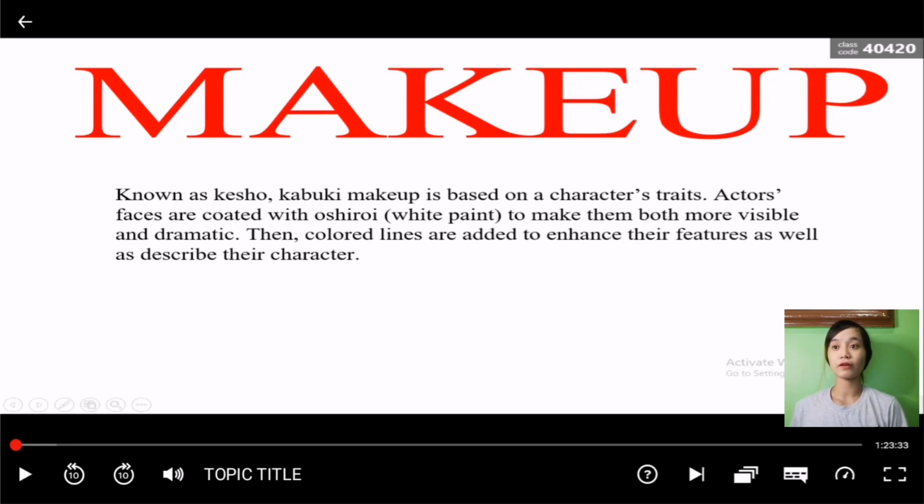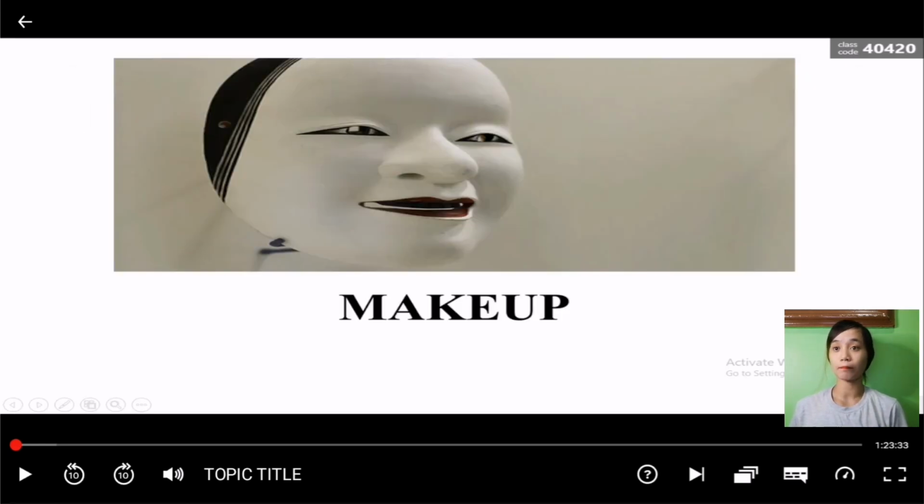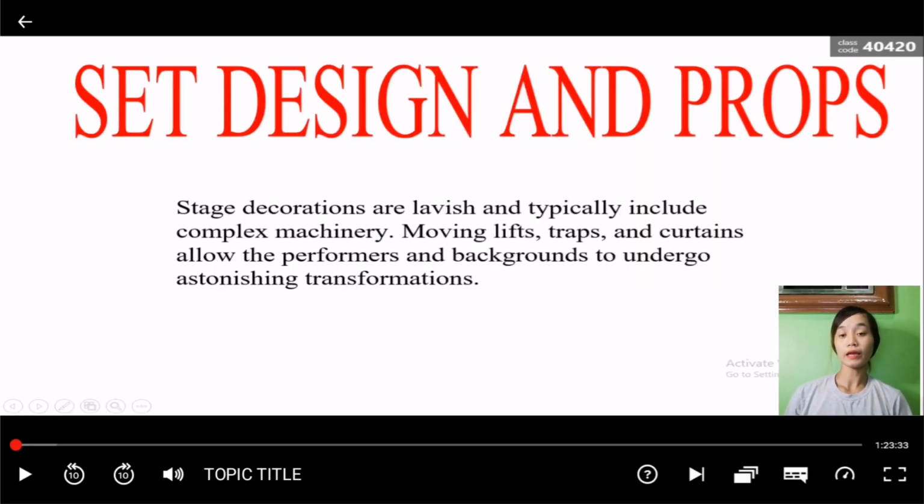Alternatively, sometimes decorated kabuki masks are used, though these are more common in Noh theater. This is the example of makeup in kabuki plays. The next one is set design and props.